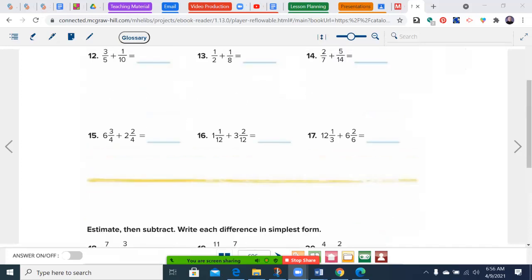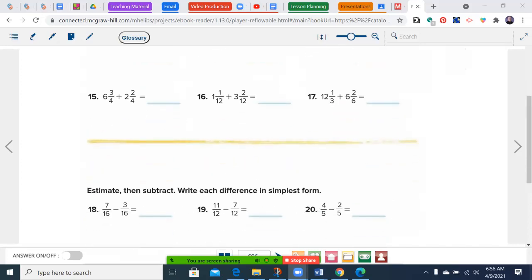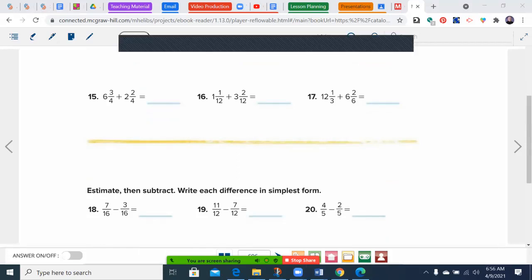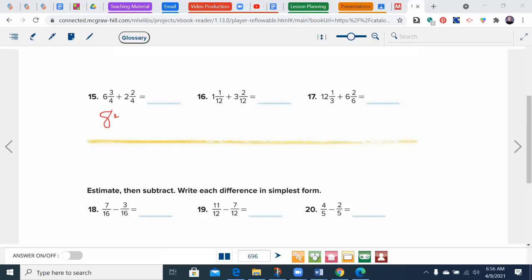Let's do one of these with the mixed number. I'll do 1 and you'll do 1. 6 and 3/4 plus 2 and 2/4. First off, I have 6 plus 2 is 8 and 5/4. I can't do that. So really, I'm going to need to go 8 plus 1 1/4. So my final answer, 9 1/4.